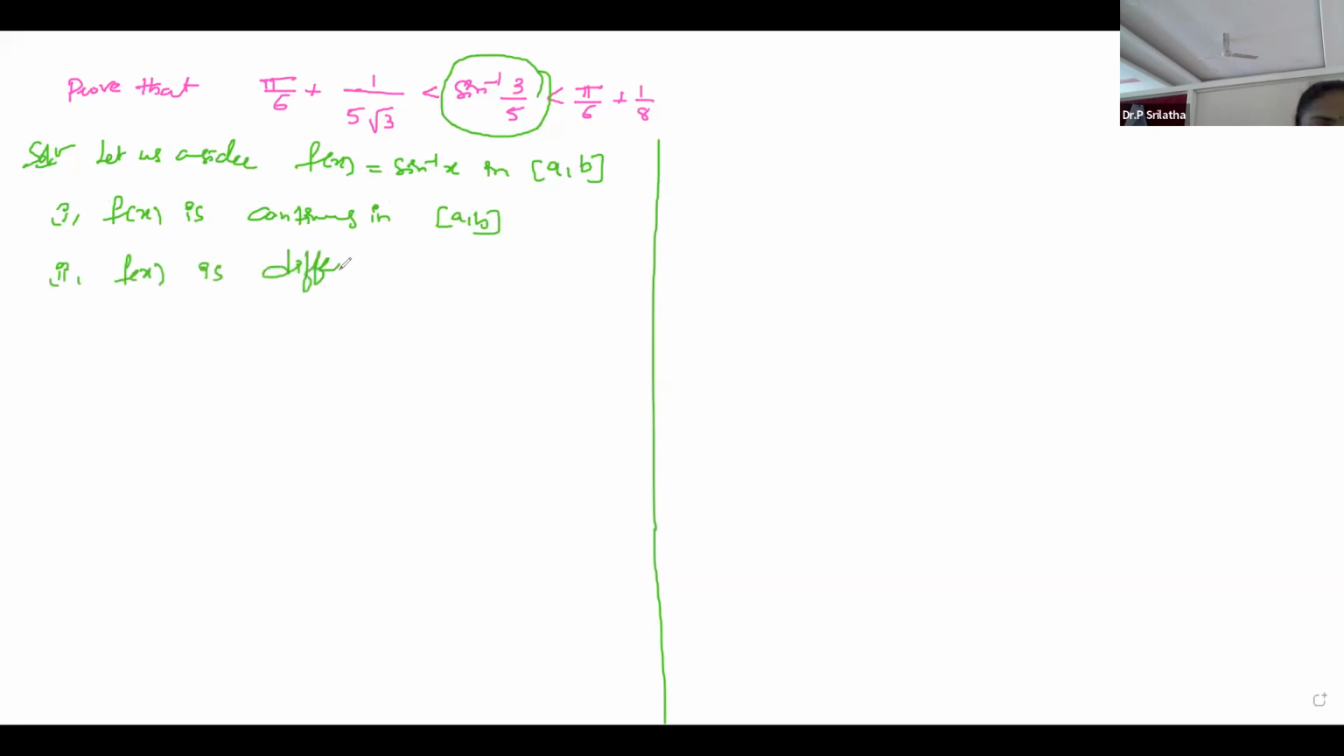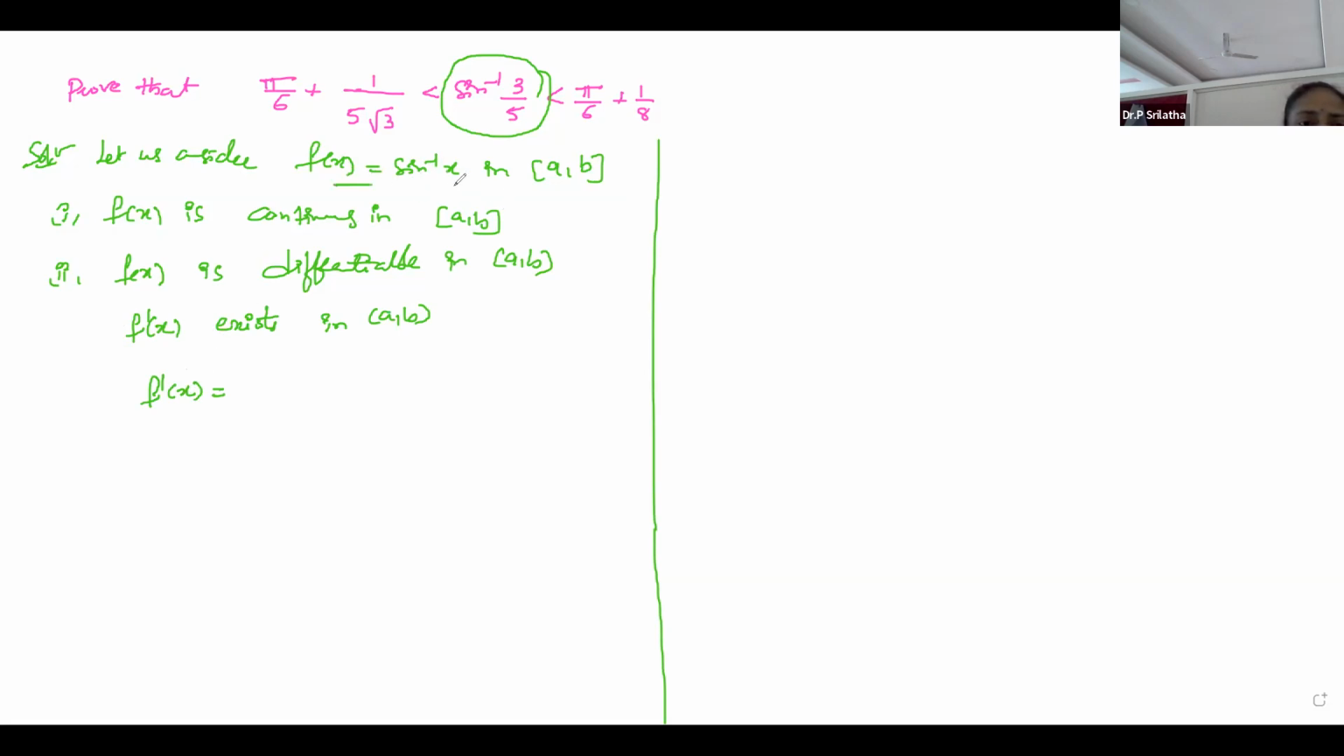differentiable. f of x is differentiable in open interval a comma b, isn't it? f of x is differentiable in open interval a comma b means f dash of x exists in open interval a comma b, isn't it? f dash of x exists in open interval a comma b. So if f dash of x exists, we can find f dash of x. So what is f dash of x?